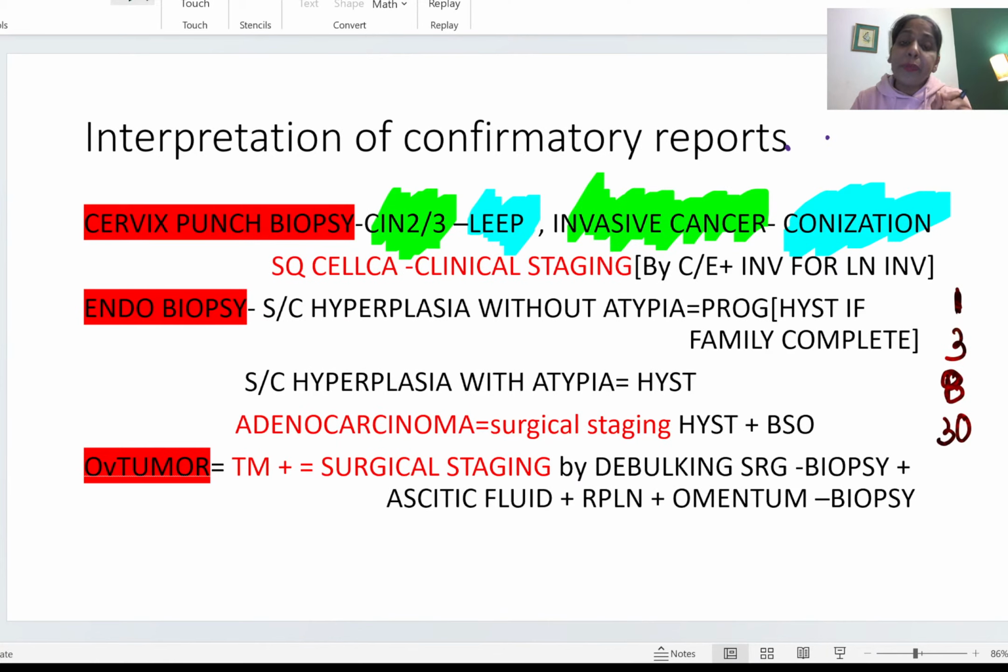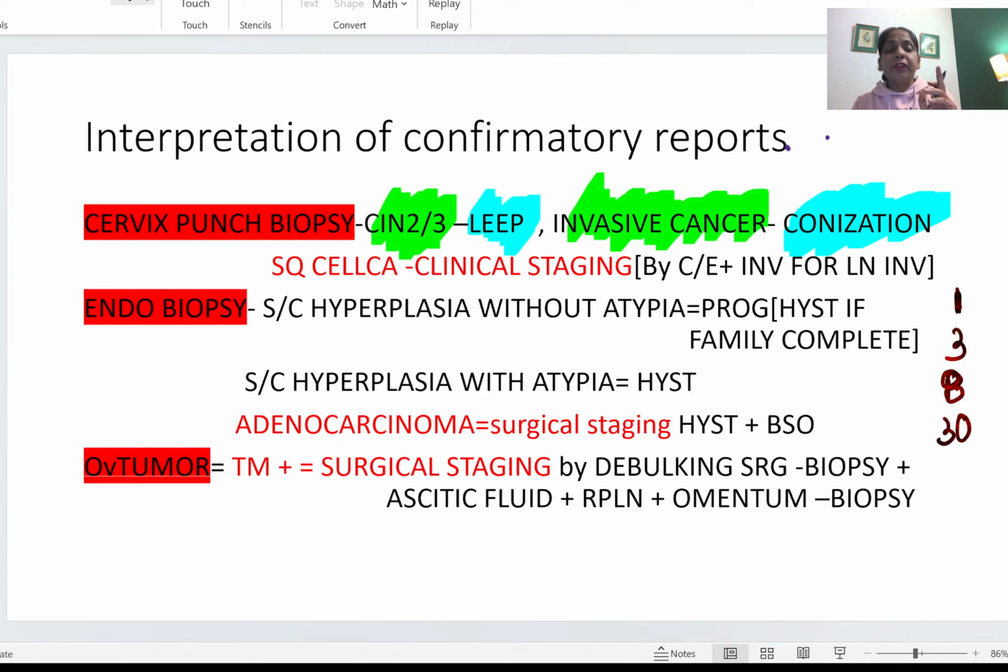If the endometrial biopsy report is written, what is the pre-malignant lesion of endometrial proliferation, CA endometrium का pre-malignant lesion क्या होता है? Hyperplasia. That hyperplasia can be simple, can be complex. That can be with atypia or without atypia.